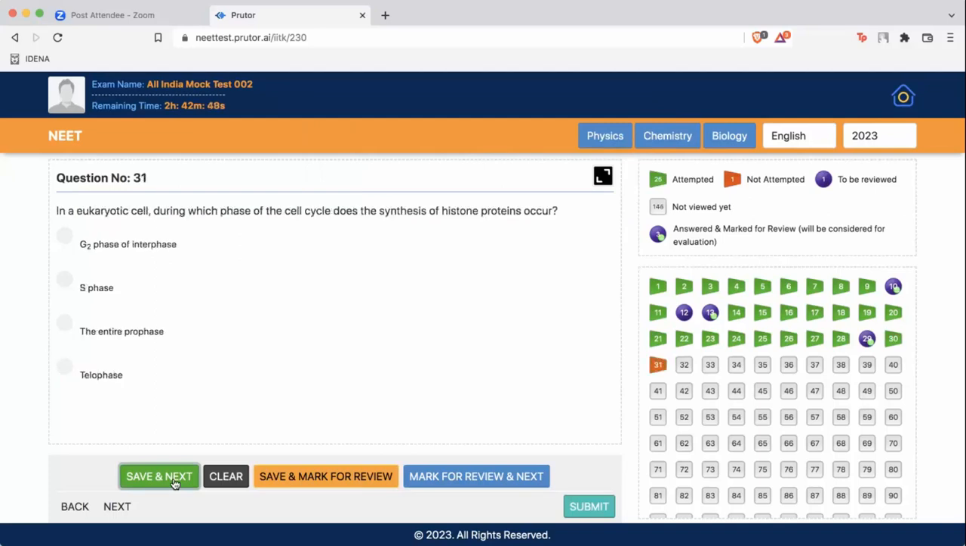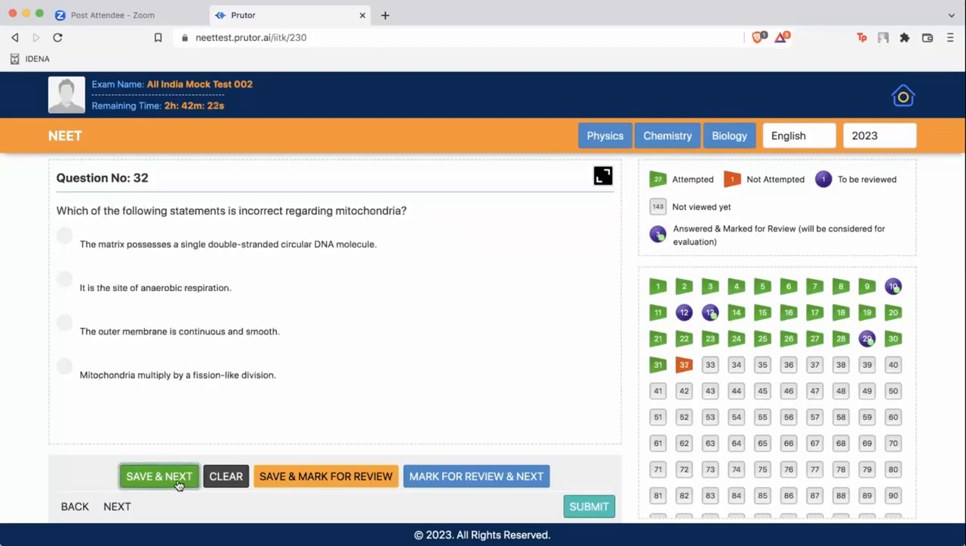So the next question: in the eukaryotic cell cycle, during which phase does synthesis of histone proteins occur? Prophase and telophase are all examples of your M phase, so it won't be M phase. Most likely it's the synthesis of histone proteins, because synthesis occurs in S phase. S phase is also where the replication of the DNA occurs.